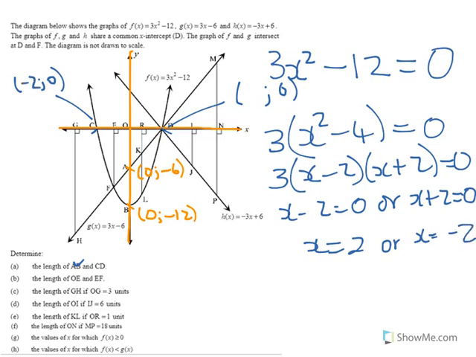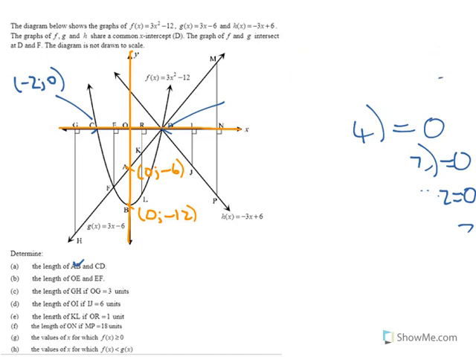And so this one would be the negative 2 point, this one would be the positive 2 point. And so to work out the distance between C and D, that would be the x-coordinate of D minus the x-coordinate of C. So 2 minus minus 2, which is 2 plus 2, which gives us 4. Righty-os.